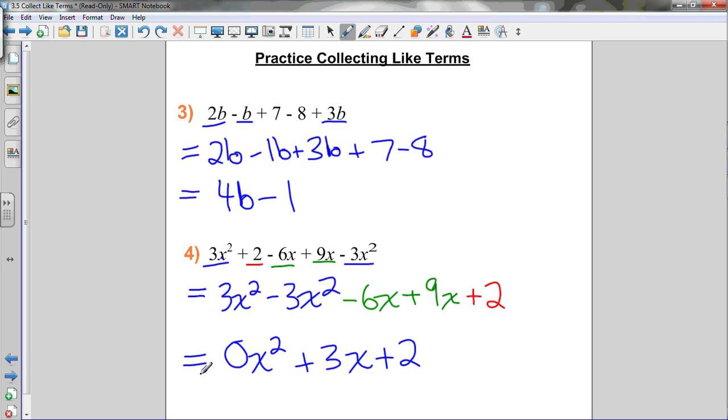And now I should simplify this further. 0 times x squared is just 0. So the x squareds are gone. All I'm left with is 3x plus 2. Good. So this big long expression here is just simply equal to 3x plus 2.